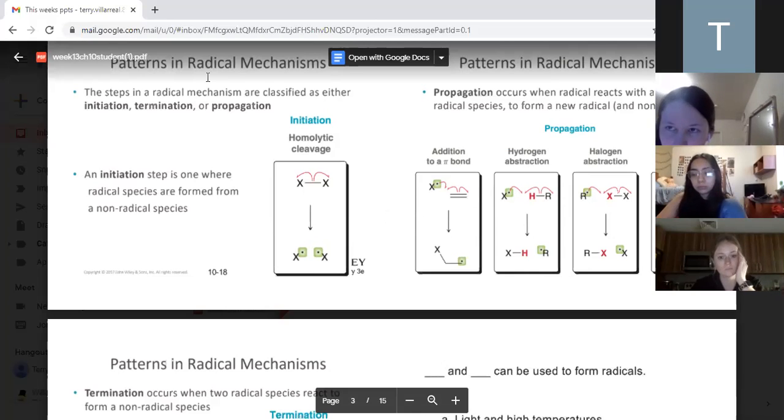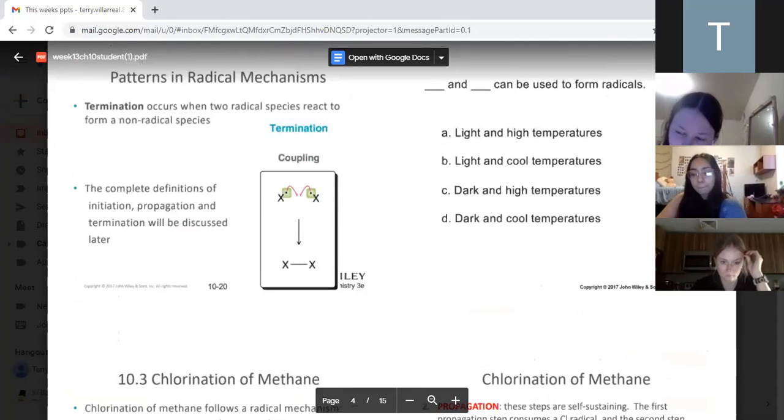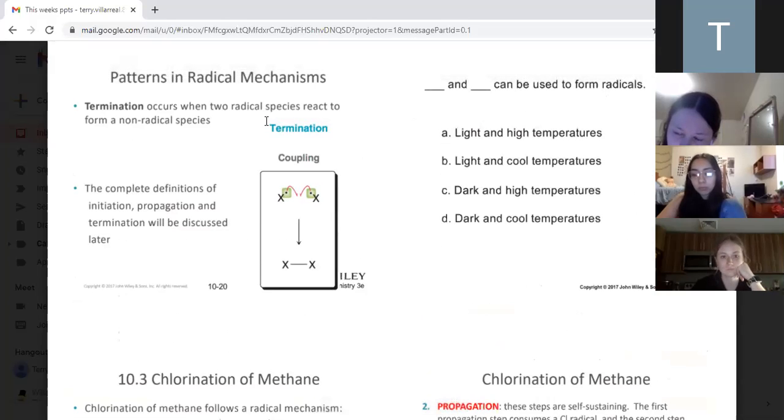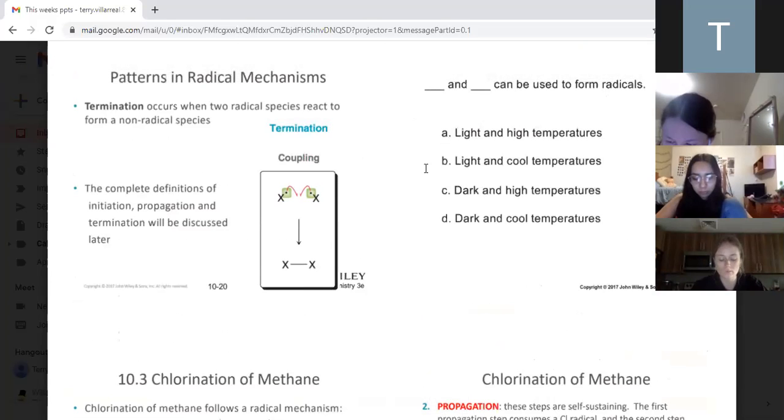All right, and then coming down to here. Termination. This is when 2 radical species react to form non-reactive species. So this is when you have a radical before the step and no radicals after. And that's how I remember that. It's initiation, none before, you have them after. Propagation is before and after, and termination before but not after. So this just helps you keep straight what's happening. And so essentially what's going on here is just the order in which your radicals are reacting. So blank and blank can be used to form radicals. Which letter is correct?